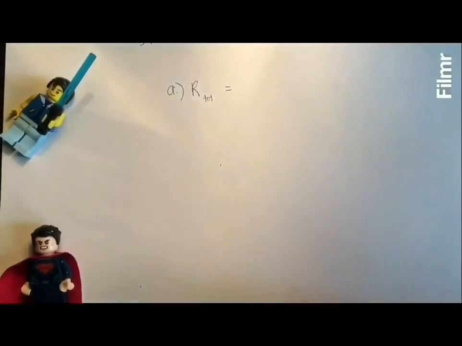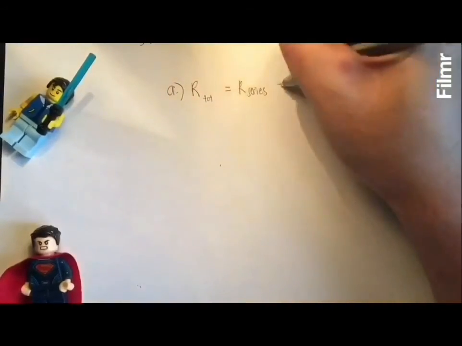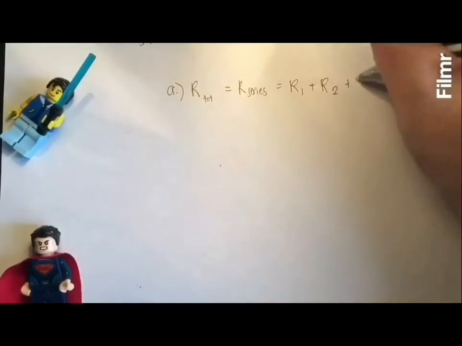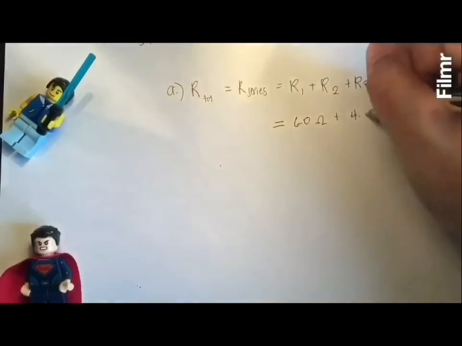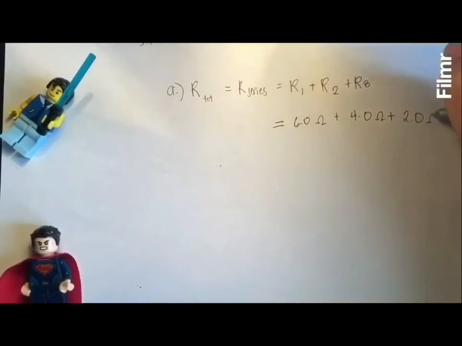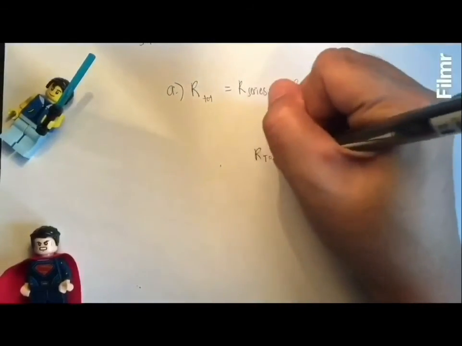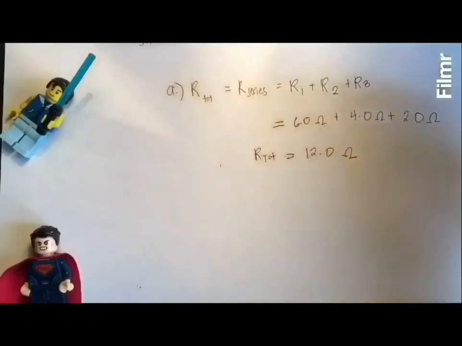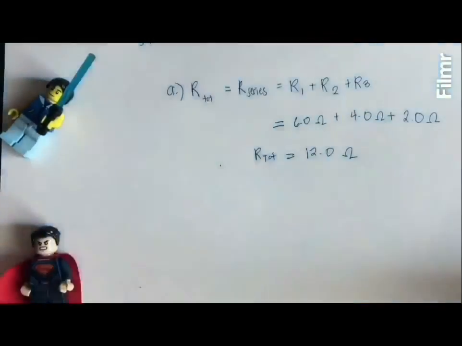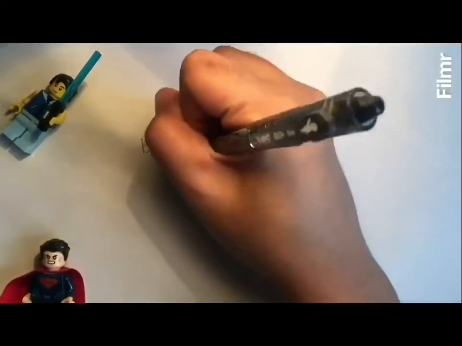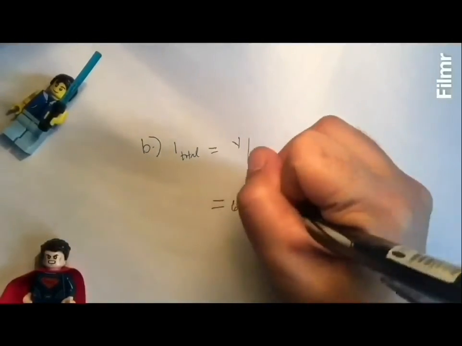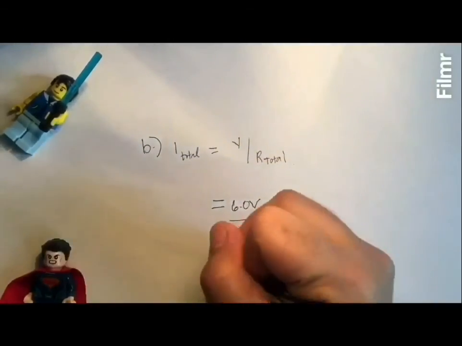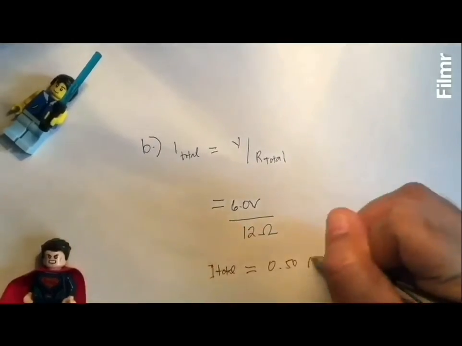Solution letter A. The total resistance is simply the sum of the individual resistances as given by the equation. Solution letter B. The three resistances together can be considered equivalent to a single resistance of 12.0 ohms. The current is then given by Ohm's law.